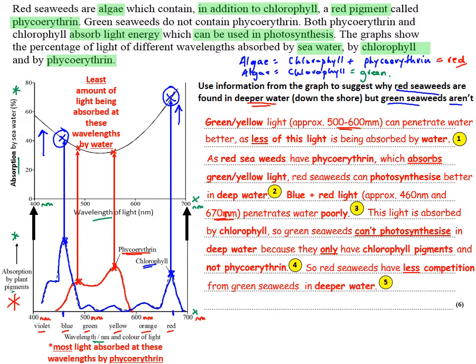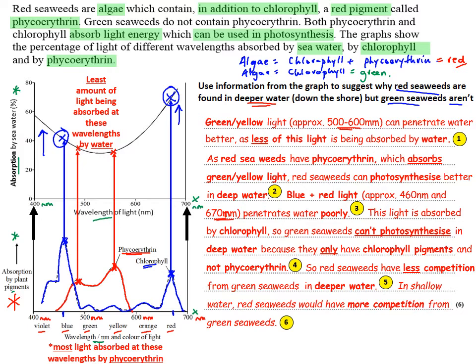Our fifth mark point is then red seaweeds have less competition from green seaweeds in deeper water, because the green seaweeds are not found in deeper water because they can't photosynthesize efficiently in those deeper waters.